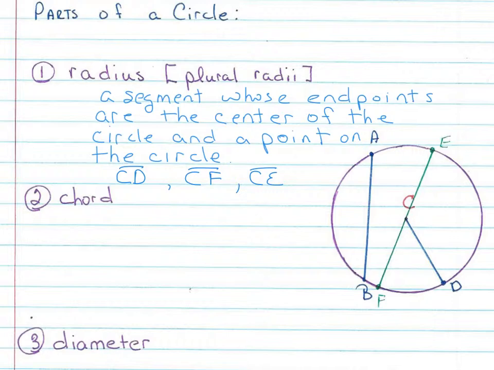If we talk about the length of the radius, then we do not use the segment notation, going back to what we learned at the very beginning of the year. If we just had CD, we'd be talking about the length of the radius, not the radius itself. All right, a chord is a segment whose endpoints are on the circle.